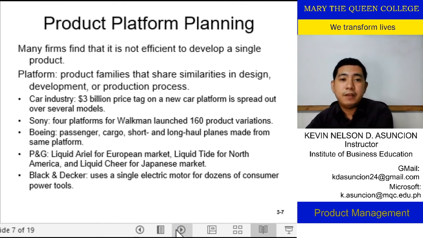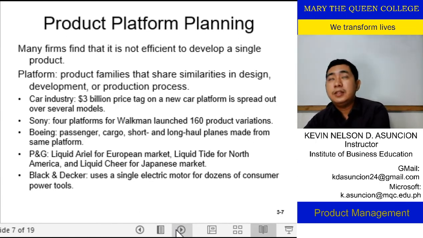Platform is a product family that shares similarities in design, development, or production process. So ibig sabihin nito, they have the same product line. No? So that's product families. That's the platform. So the car industries sell several models because they have that technology, and they know the market needs. No? Okay? Just like that, Procter and Gamble sa ibang mga bansa.